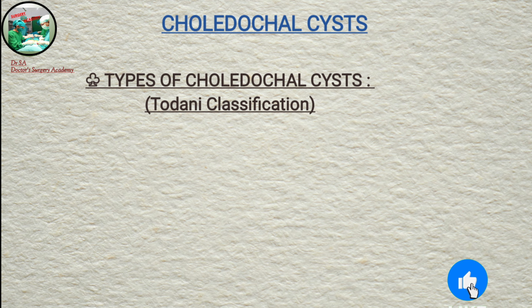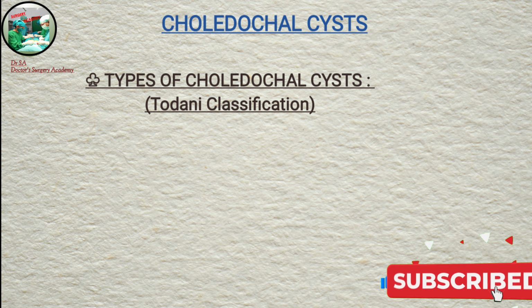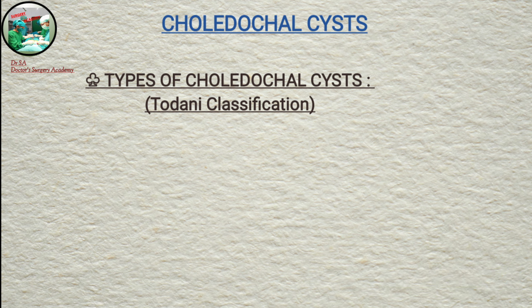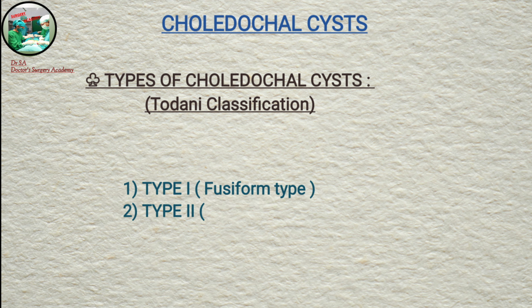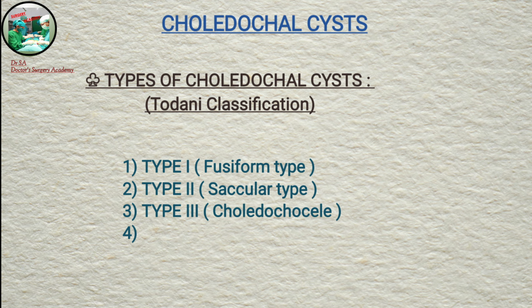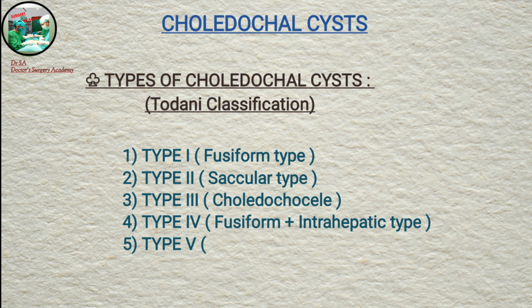Now let us move on to the classification of choledochal cyst according to the Todani classification. They are divided into 5 main types, type 1 to type 5. Type 1 is fusiform, type 2 saccular, type 3 choledochocele, type 4 fusiform with intrahepatic involvement, type 5 intrahepatic type. Let's understand each type one by one.